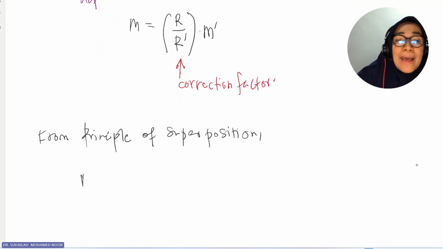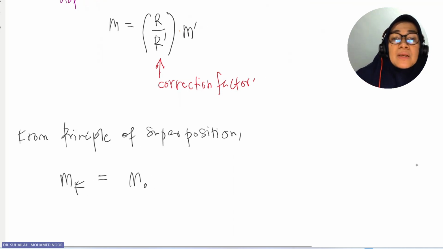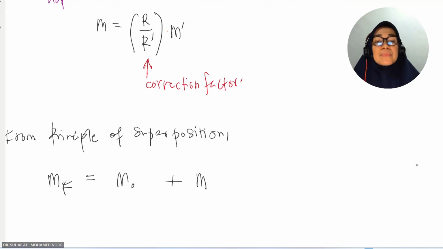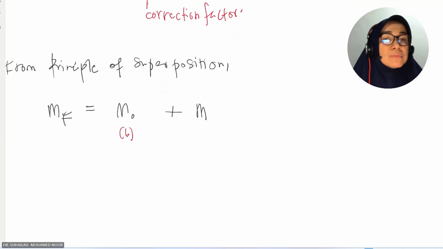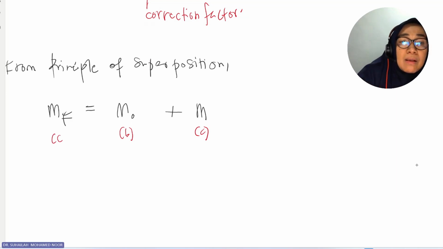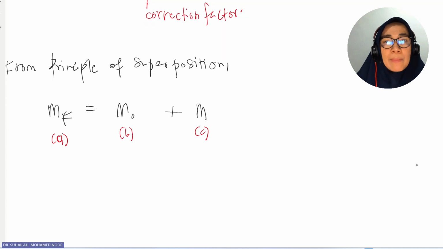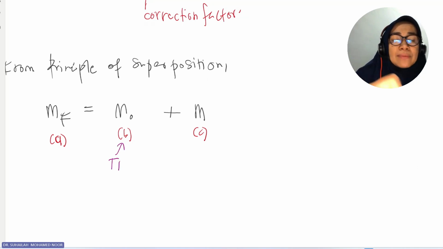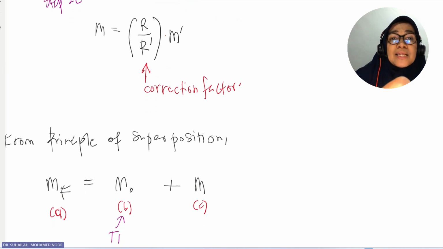So from the principle of superposition, final end moment MF is equal to M naught, this is from table 1, plus M. M naught is diagram B, M is diagram C, and this is A. A is equal to B plus C. It means M final is equal to M naught plus M. M naught is from table 1, but M we do not know yet until we substitute.